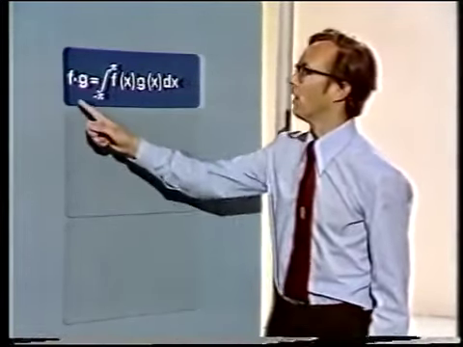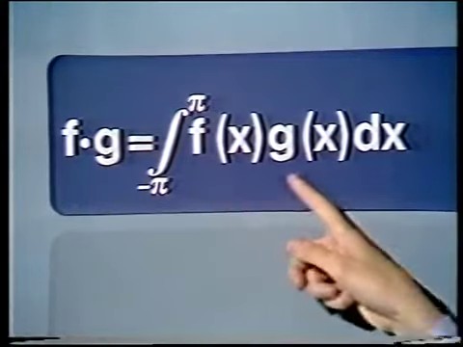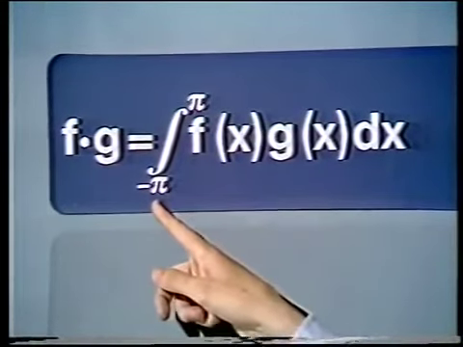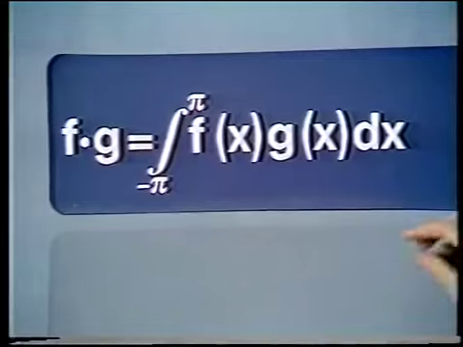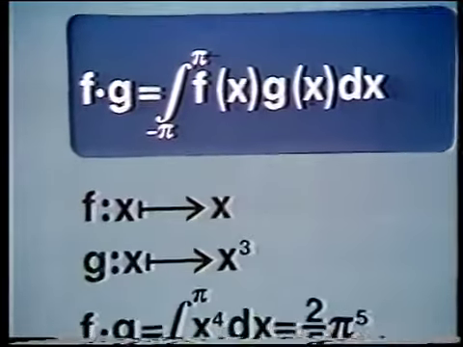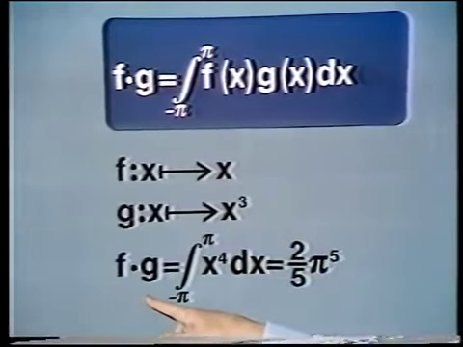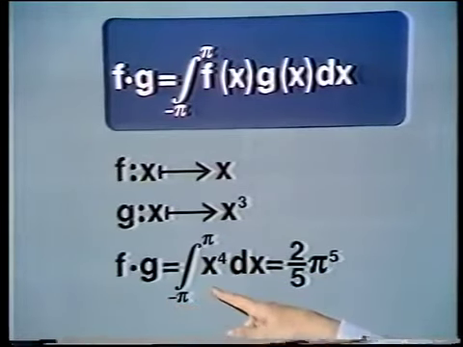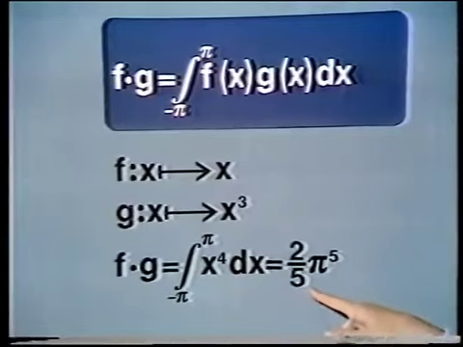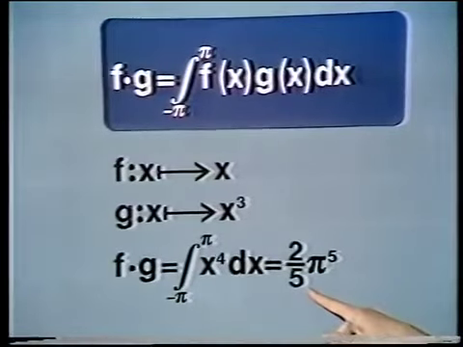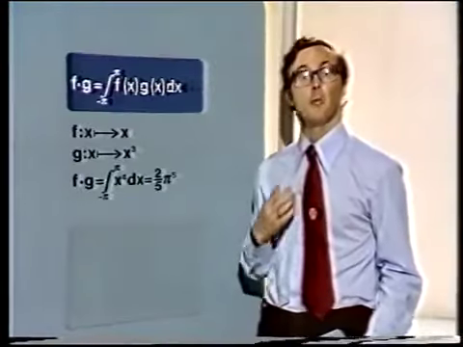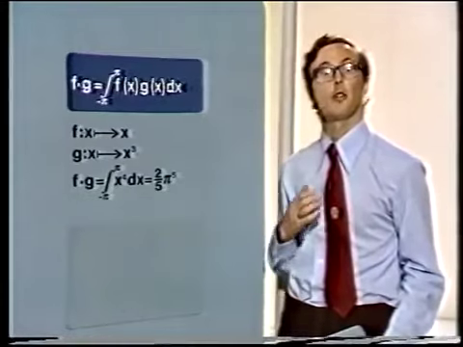Well, if f and g are functions, we define their dot product like this. F dot g is got by multiplying them together and integrating from minus pi to pi. So, for example, if f of x is x and g of x is x cubed, then the dot product f dot g is the integral of their product, x to the fourth, and that's just 2/5 pi to the fifth. And now we know how to define the dot product, we can say when two functions are orthogonal.